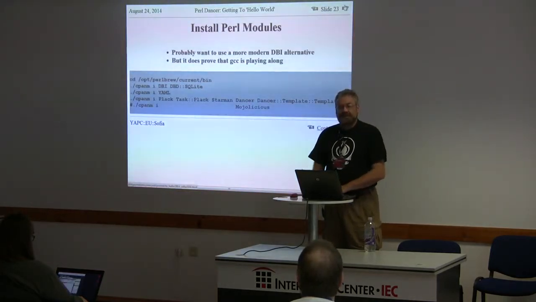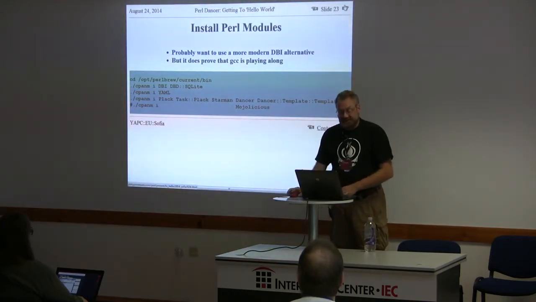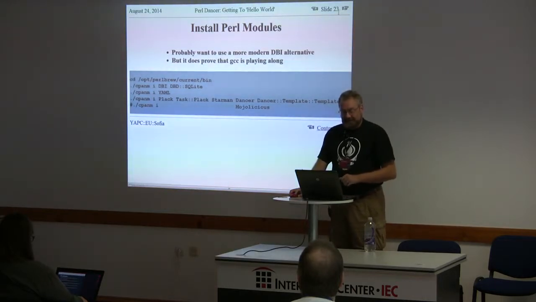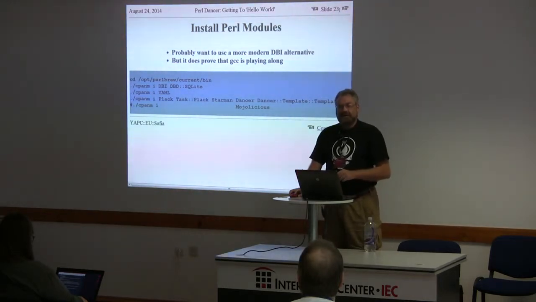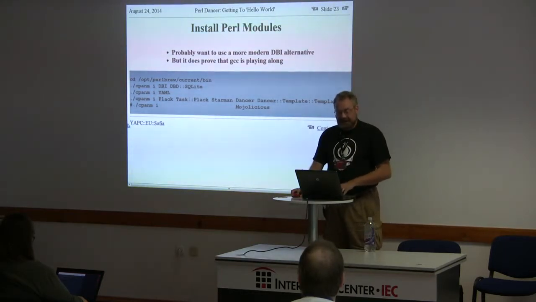We're going to install some Perl modules. We're doing this now in our brand new Perl we just installed. So make sure you're using the right bin to go grab cpanm or CPAN Plus or whichever of the choices you choose. They're all about the same. We're going to get DBI, DBD::SQLite, YAML. YAML is optional, but it is how some of the configuration is done in Dancer, so go ahead and get it. Plack, Task::Plack, Starman.